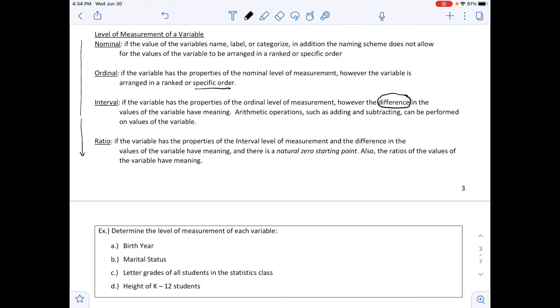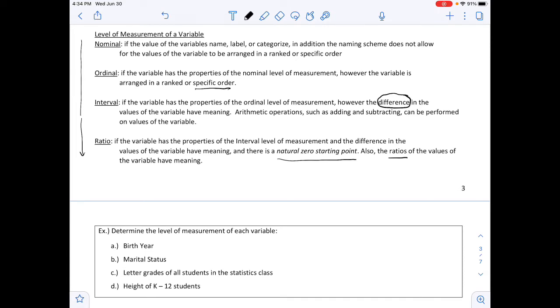Then the last one that we'll try, so if it is interval, we can check to see if it's ratio. And for this one, there are going to be ratios and they're going to have some kind of meaning. So again, ratios is something where you would be dividing, and when you divide those, it makes sense. We also have that it has a natural zero starting point. So it would have a value that would be 0, and that would be the starting point for those data values. So on the next page, we have some examples that we're going to look at.